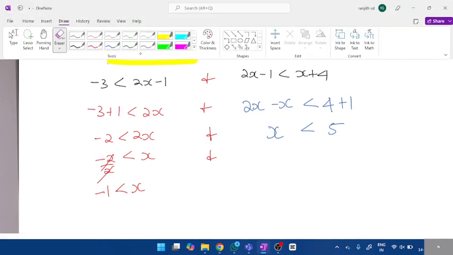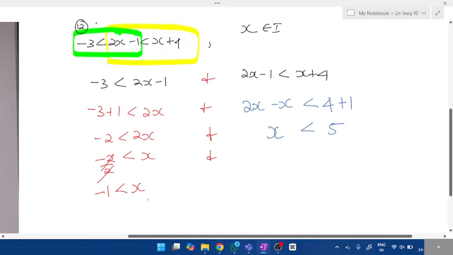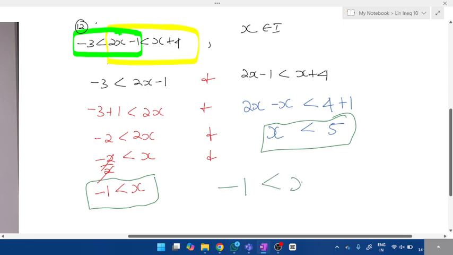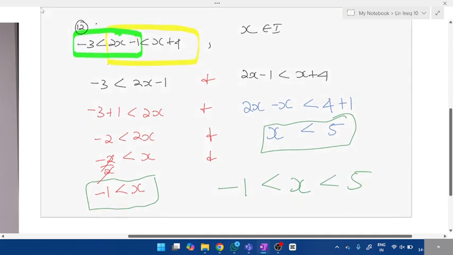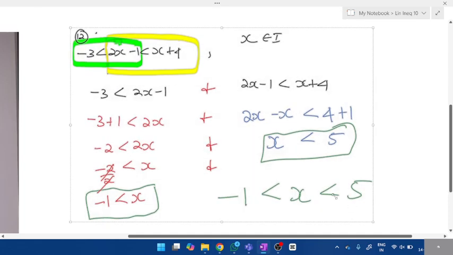x is less than 5 and x is greater than minus 1. Look, these are the two answers, students. How do you merge them? What's the final answer? Minus 1 less than x less than 5. Look, this is how you merge the equation. This is the final equation. Minus 1 less than x, and from the second equation, x is less than 5.